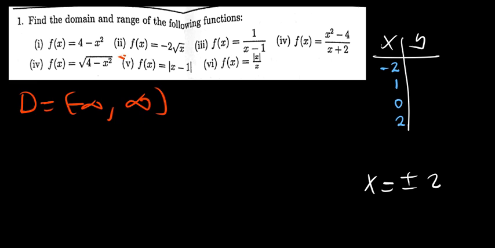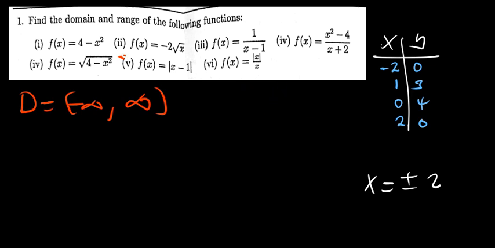So I'll start plugging in the values. The equation is 4 minus x squared. If I put negative 2 here, it's 4 minus negative 2 squared, which is 0, right? Have you seen that it's 0? If I put 1 squared, it's going to give me 3. If I put 0, it's going to give me 4. If I put 2, it's going to give me 0. It's okay there. From here now, I want to find the range.